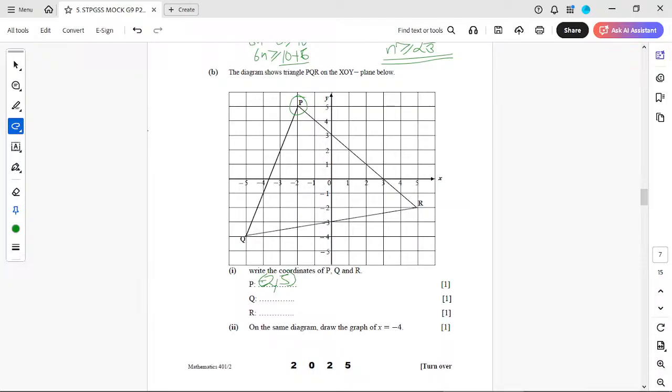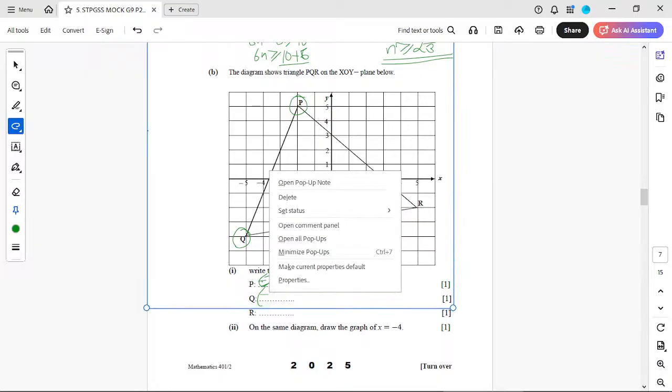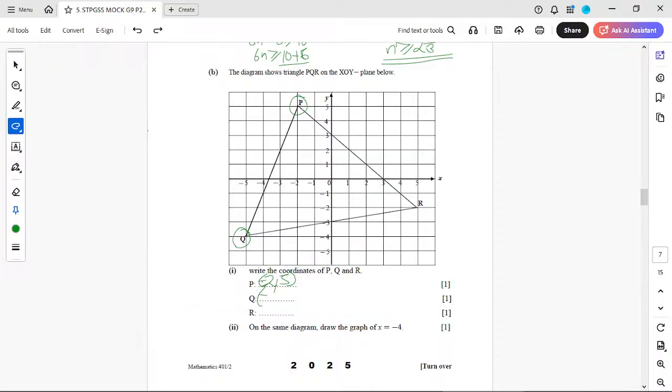Then we come to point Q, which is here. The reading of point Q on the x-axis is -5, so we write -5 like that. Then we say comma. Then we look at the reading of the y-axis. We can see that the y-axis is equal to -4. So the coordinates for Q are (-5, -4).